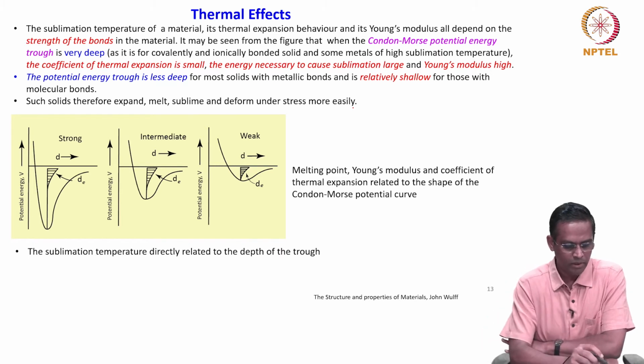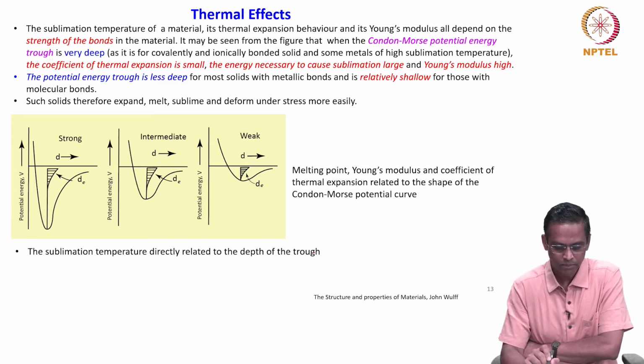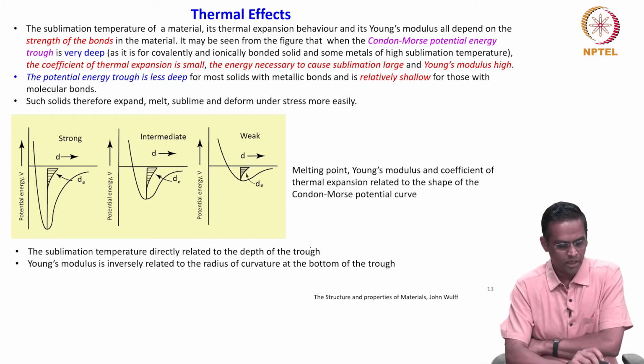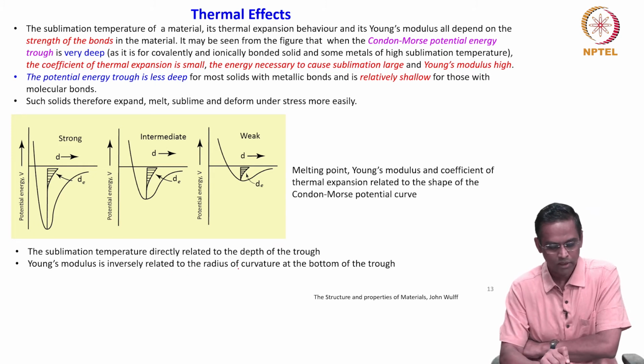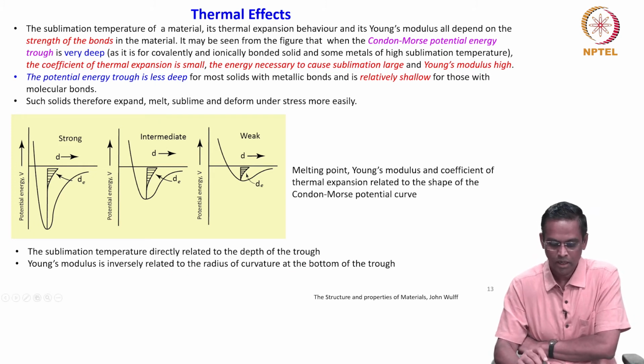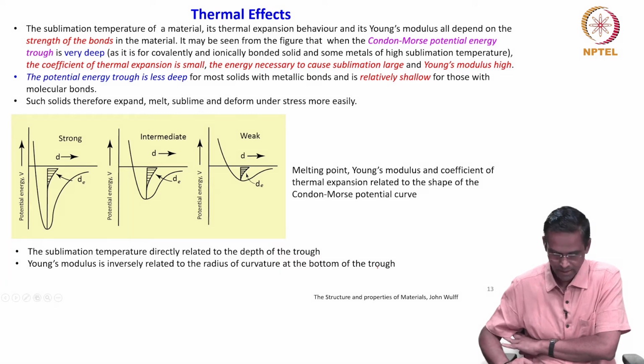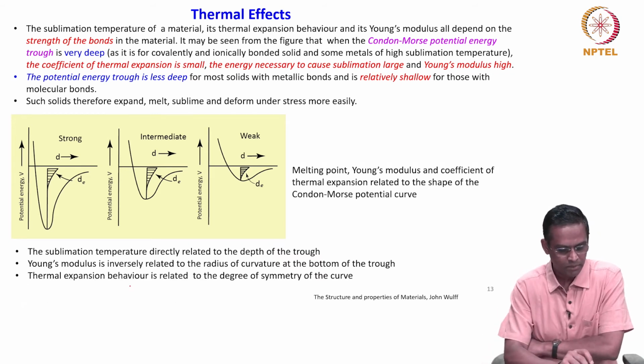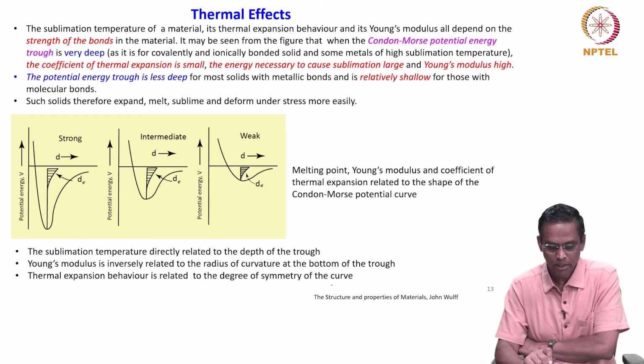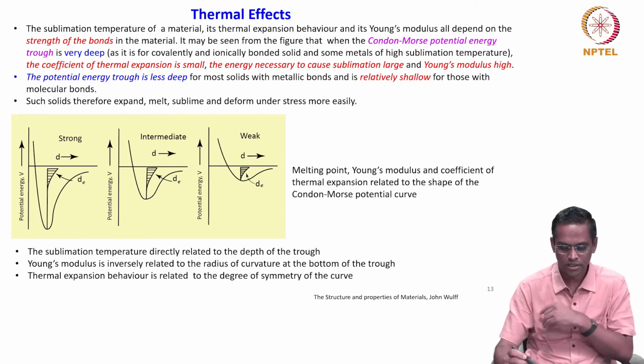So, the sublimation temperature is directly related to the depth of the trough. Young's modulus is inversely related to the radius of the curvature at the bottom of the trough, and thermal expansion behavior is related to the degree of symmetry of the curve. So, these are the additional points.